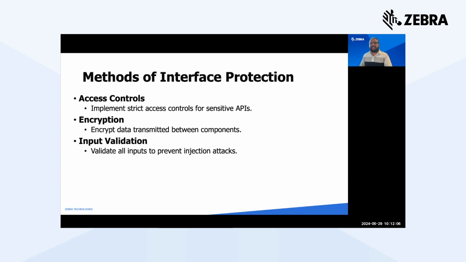Permissions are security mechanisms that allow you to specify which applications can access certain parts of your app, data, and functionalities. The next one is encryption: encrypting the data transmitted between components. This will help protect the data from being intercepted by attackers.